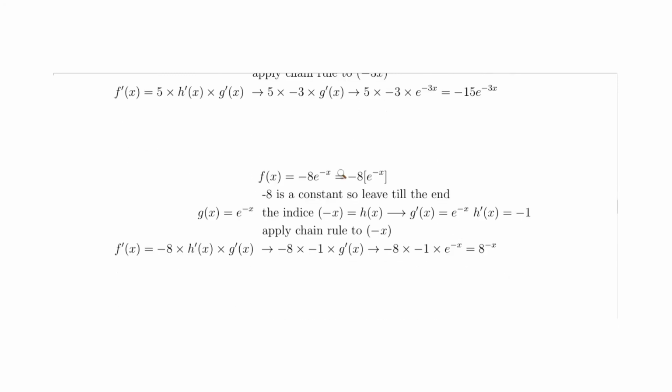So now we'll have a look at one where we've got a negative coefficient and a negative exponent. So minus 8 times e to the minus x. Minus 8 is a constant, so leave that till the end.